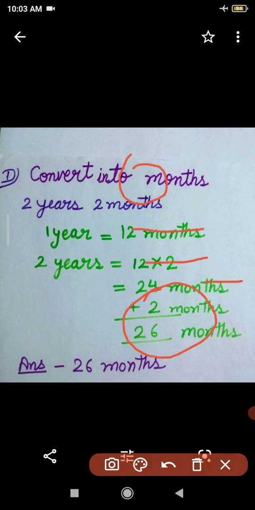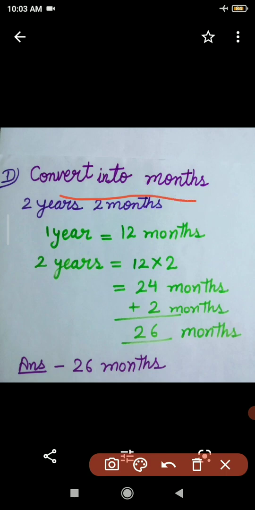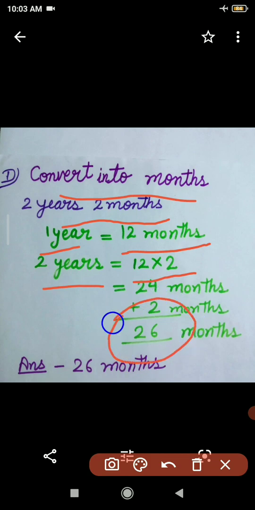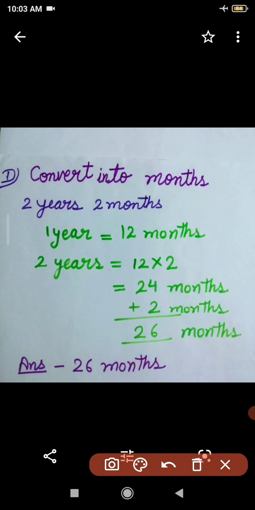See this one. Convert into months. Now we have to convert 2 years, 2 months into months. So 1 year is equal to 12 months. Now 2 years is equal to 12 into 2. That is equal to 24. 24 plus 2 is equal to 26 months.